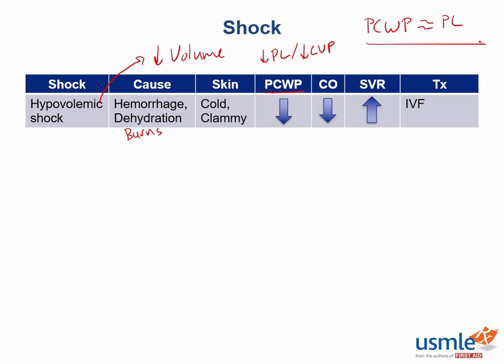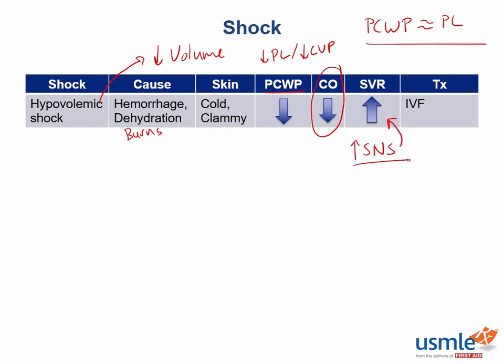Now in hypovolemic shock, when your preload, your pulmonary capillary wedge pressure, and your CVP all hit the floor, you're going to obviously have a drop in your cardiac output because you can only pump what goes into the heart. And if nothing's getting into the heart, then nothing can come out of the heart. So how do you think the body responds to this drop in pressure? Well, the baroreceptors are going to sense hypoperfusion, and they're going to ramp up the sympathetic response in an effort to increase the systemic vascular resistance.